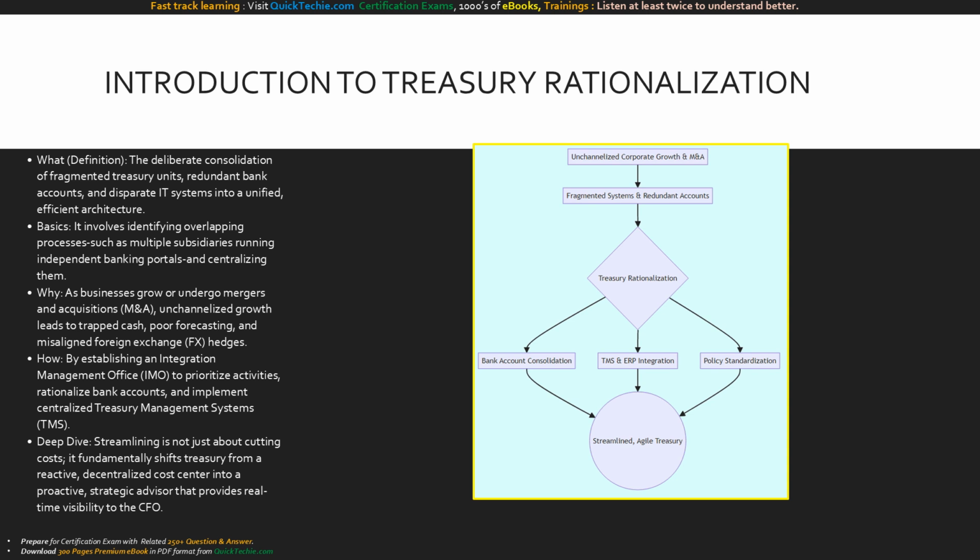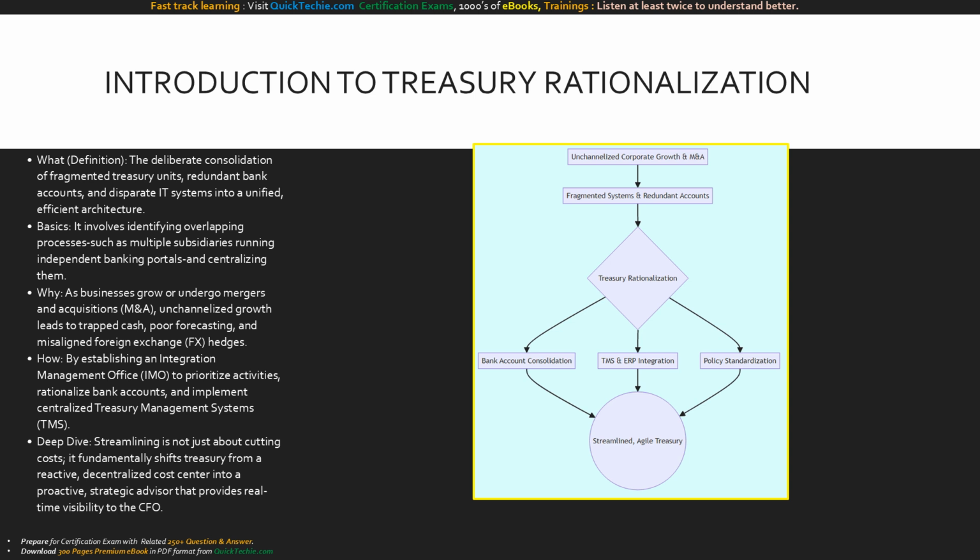As we dive deeper, understand that eliminating redundancy isn't just an accounting cleanup exercise. It is a strategic mandate that transforms your treasury from a reactive, bloated cost center into a sleek, proactive control tower for the CFO. Take a look at this flowchart outlining the rationalization trigger and response.